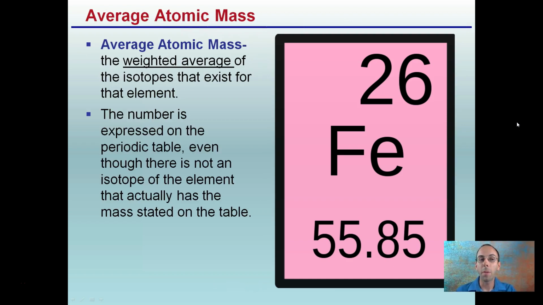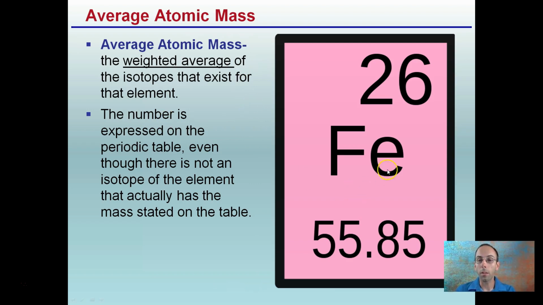Well, average atomic mass is based on what we call a weighted average of the isotopes that exist for an element. Keep in mind, isotopes refers to atoms that have different amounts of neutrons. It's a weighted average, meaning we're taking into account certain percentages. It's not just a straight add up by the total number that you have and divide by that number.